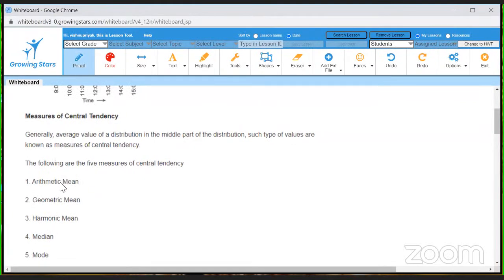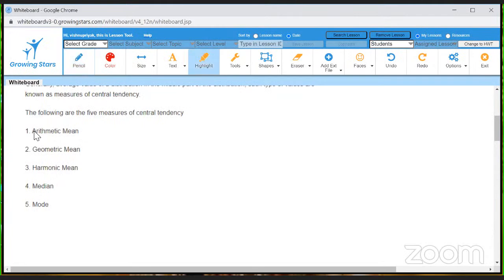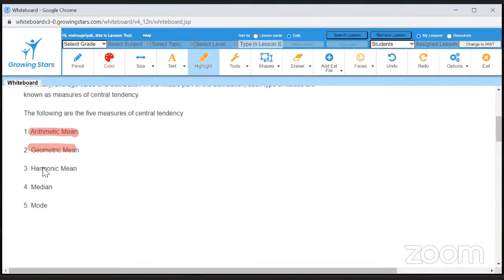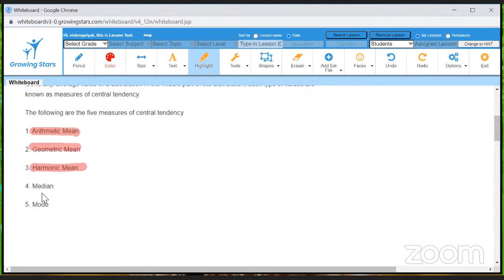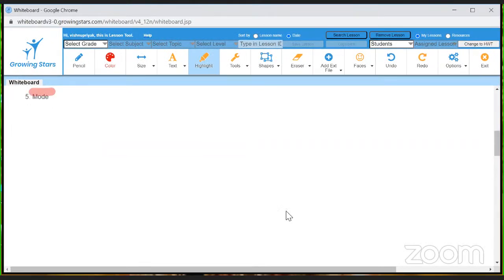Now, measures of central tendency. What is measures of central tendency? The value in the center, the average value. How to find the average value? How to find the middle value? How to find the center value? There are different ways of measuring central tendency by finding arithmetic mean, geometric mean, harmonic mean, median, mode. 5 different ways are there to measure. Now, each one we will study.